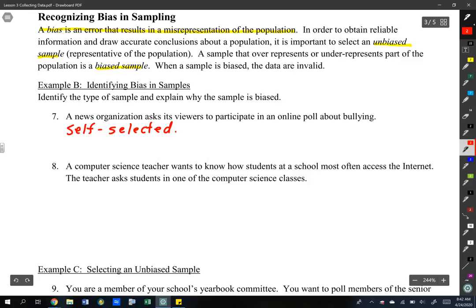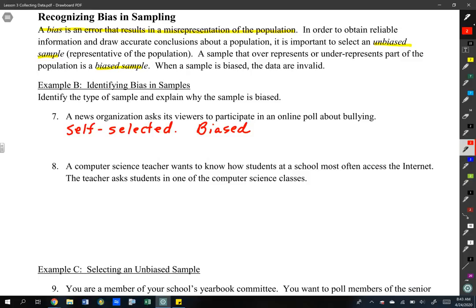And I would say that this is a biased sample because people that are going to actually take the time to fill out a poll about bullying probably have a very strong opinion about bullying. Maybe they have personally been bullied and they are very anxious to give you their information and their thoughts on the topic of bullying. So this one is self-selected and it's also biased.